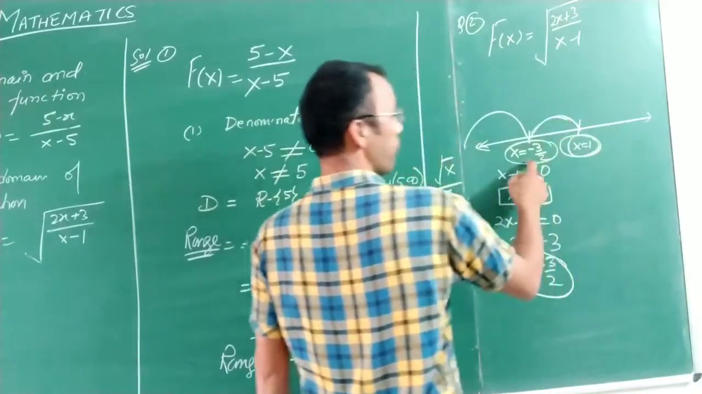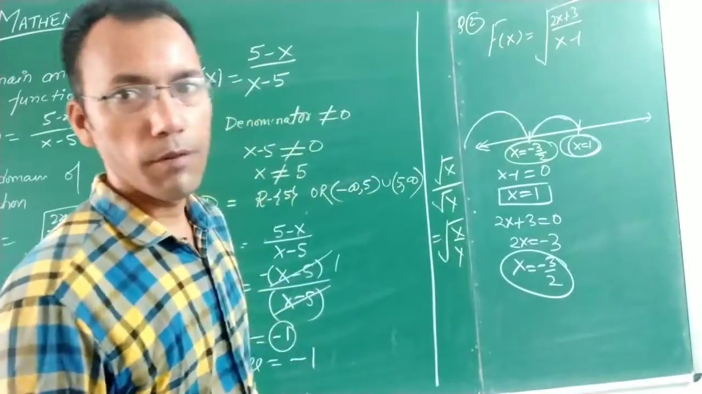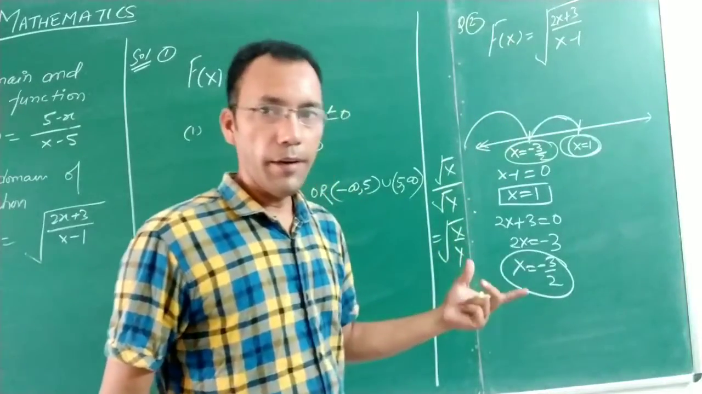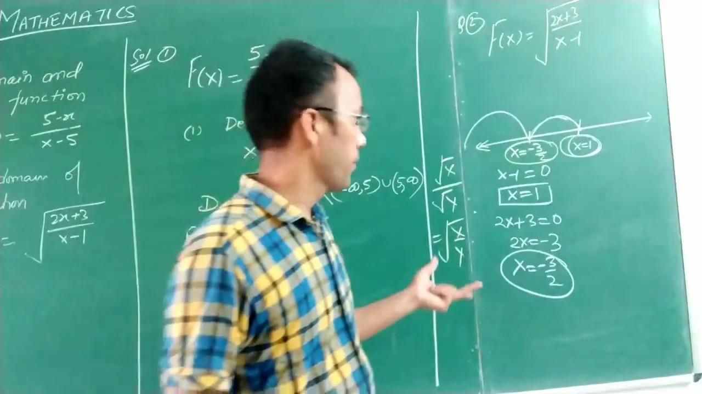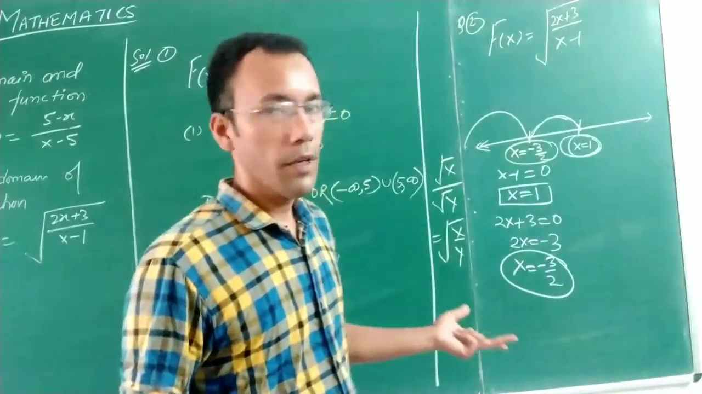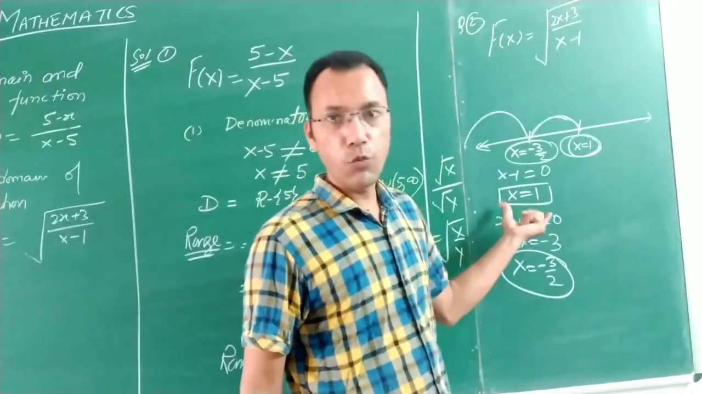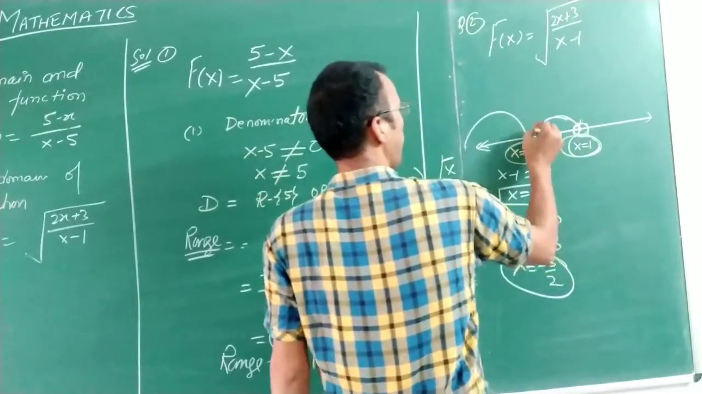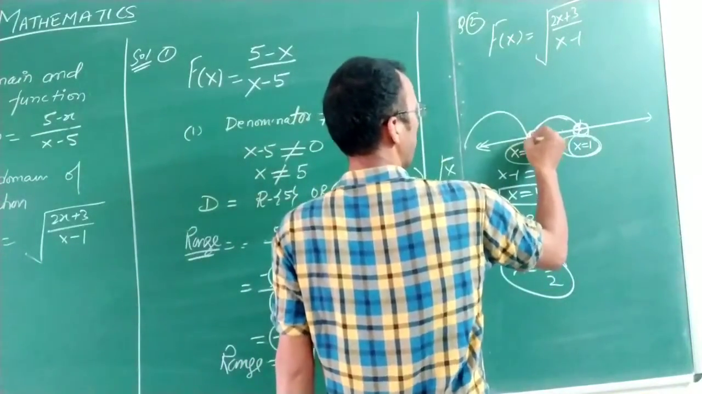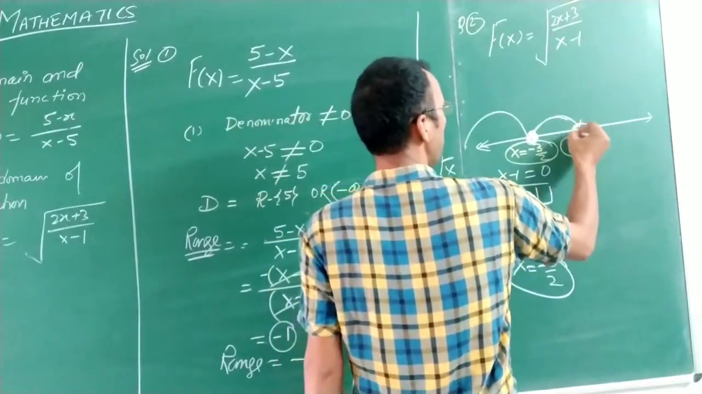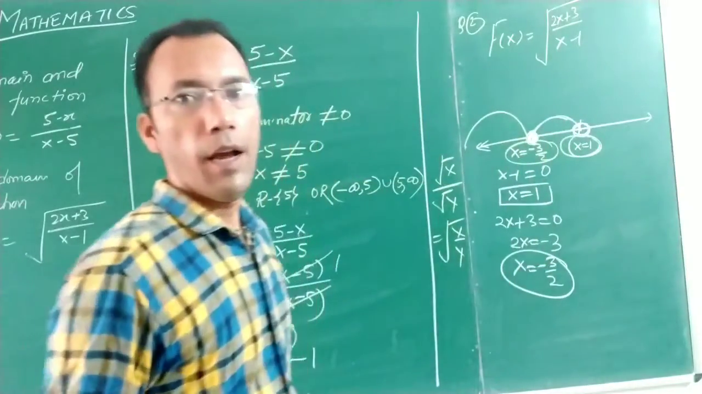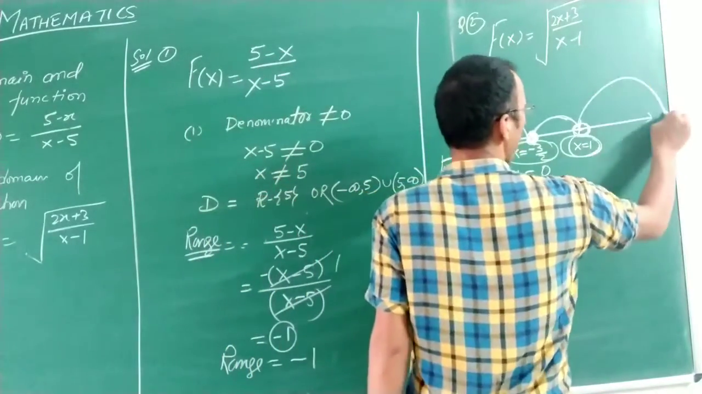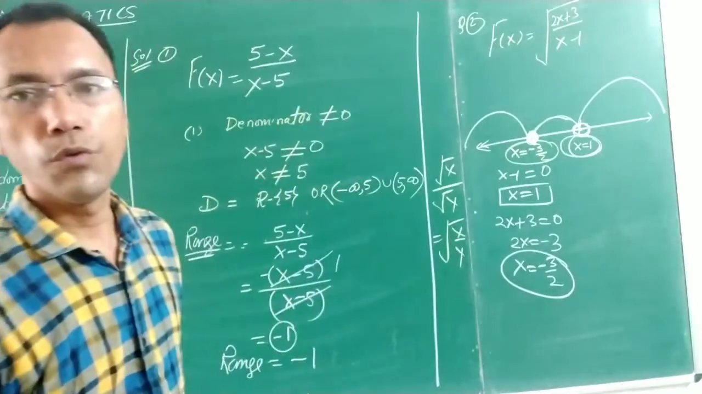I can put my x equal to minus 3 by 2. If I put x equal to minus 3 by 2, the numerator is 0, and it does not create a problem. But I cannot put x equal to 1. That is an open interval, whereas this is a closed interval. And the third interval is 1 to infinity.